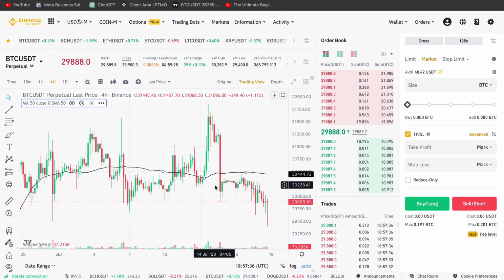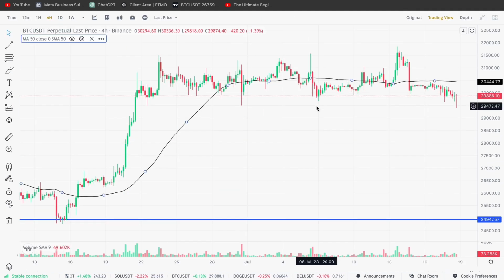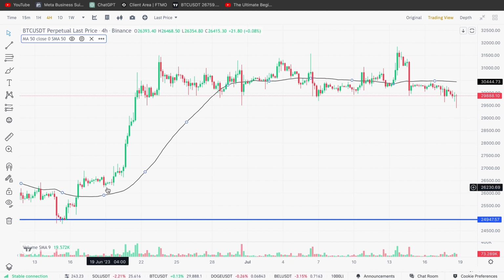Now that we have added our moving average, our indicator, let's increase it this way so that we can draw our support and resistance zones. Currently we can see that BTC was in a bullish trend for the whole month.